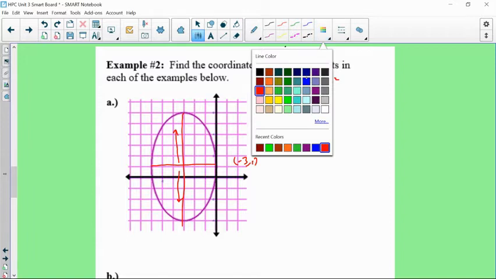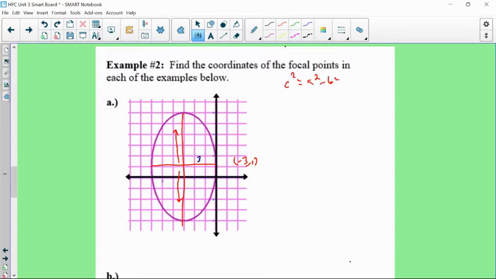And then again, just simply counting 1, 2, 3, so my b value is equal to 3. And 1, 2, 3, 4, 5, my a value is equal to 5. So again, c squared equals a squared minus b squared. So c squared equals 25 minus 9. C squared equals 16. So that's actually really nice, right? Plus or minus 4.